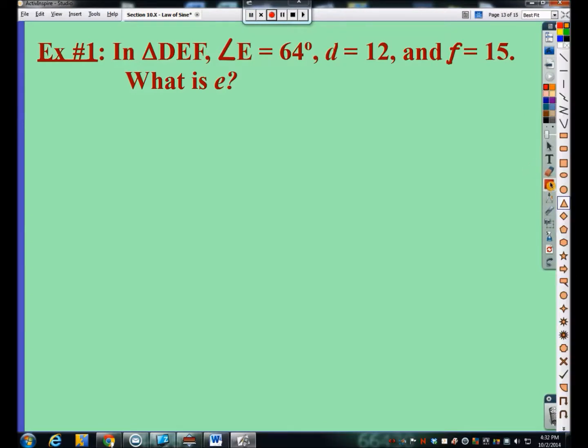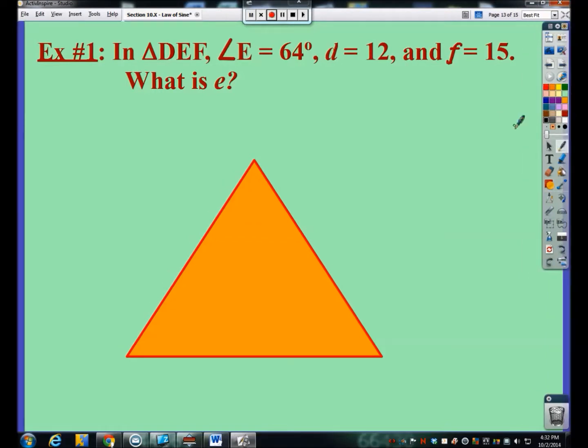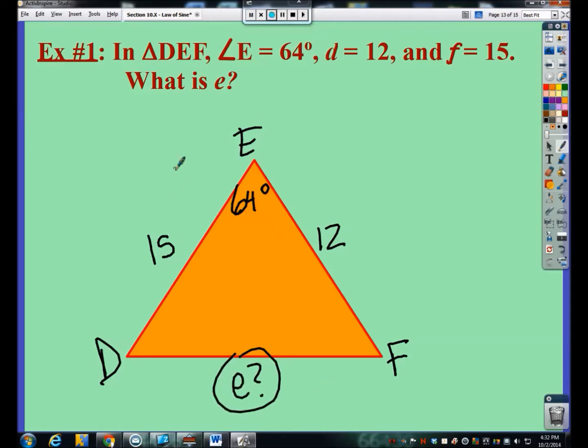All right, so first problem, I have a word problem. I need a triangle, and I need to call it DEF. So let's get a triangle. Let's call it DEF. Angle E, 64 degrees. Side D, which would be opposite angle D, this is 12. Side F, which would be opposite angle F, this is 15. And I just want to know, what is side E down here? So notice I gave you a side angle side situation, which I said law of cosines must be used here.